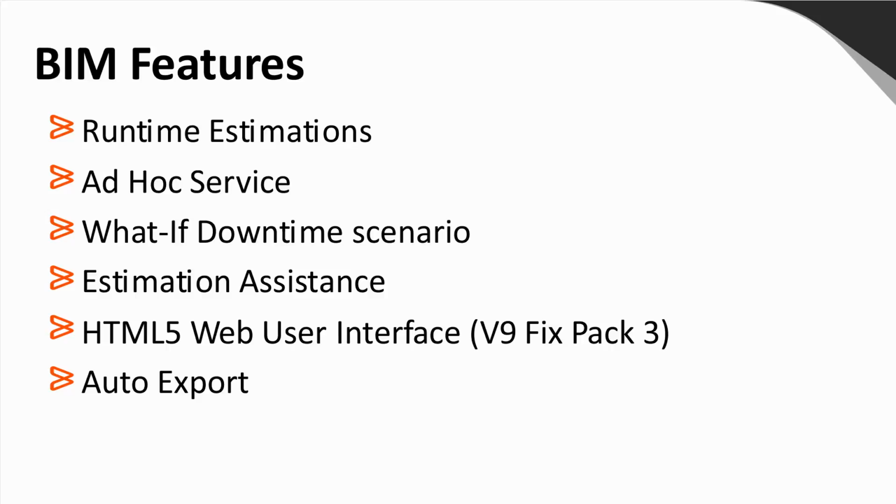As well, we have a new estimation assistance tool that helps you find problematic jobs in larger services a bit quicker than you might have been able to do in the past. We also have a new web interface that uses HTML5, starting with FixPack 3 in version 9. And then finally, the automatic export functionality gives us a way to capture information for troubleshooting purposes right when a service has a problem.